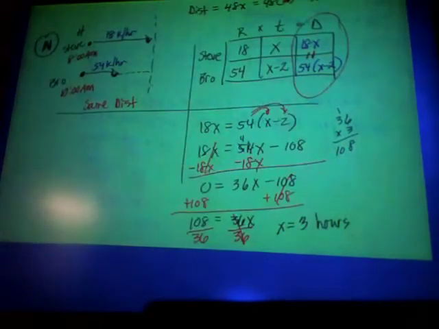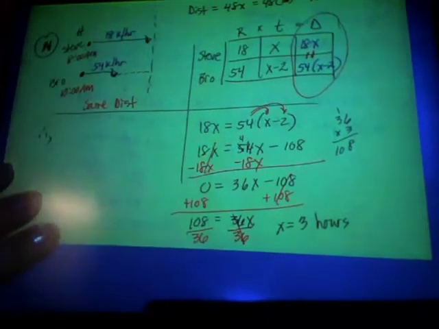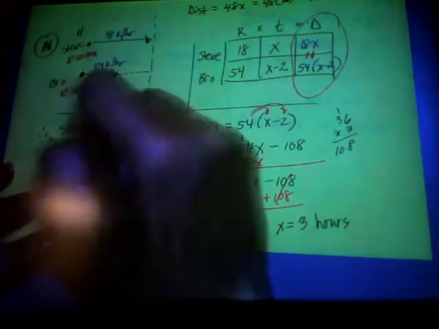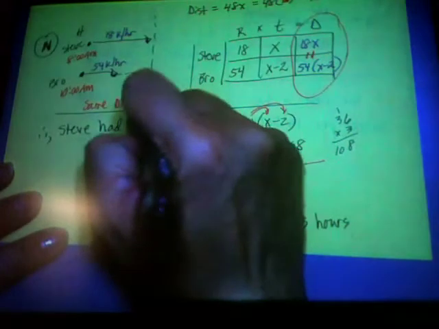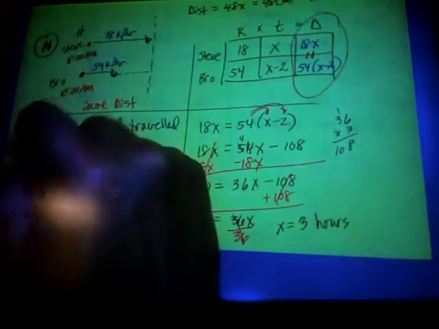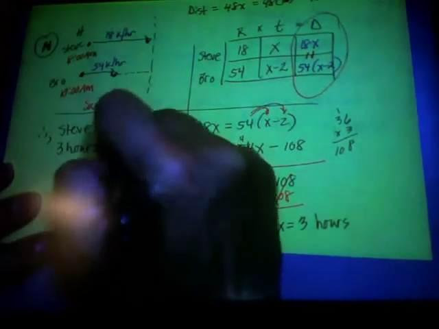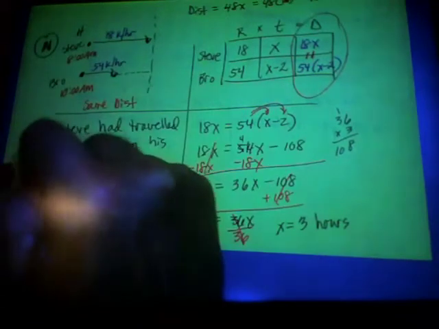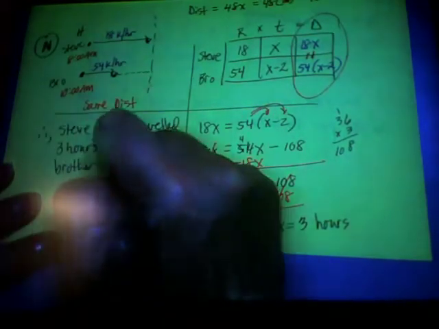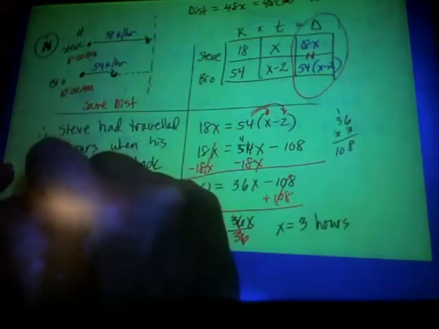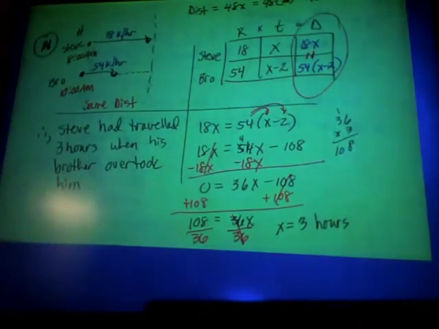Is that the question that they're asking for, though? They're asking for how long had Steve traveled when his brother overtook him. So, therefore, we answered the question when we solved for x. Steve had traveled 3 hours when his brother overtook him. So then take your answers at the bottom and find 3 hours and put in N here.